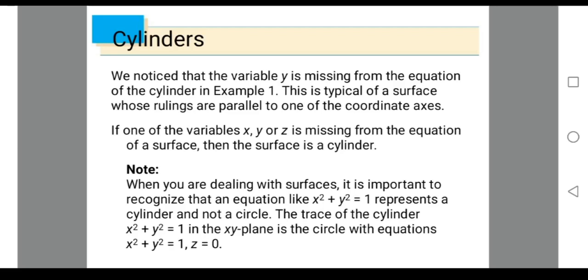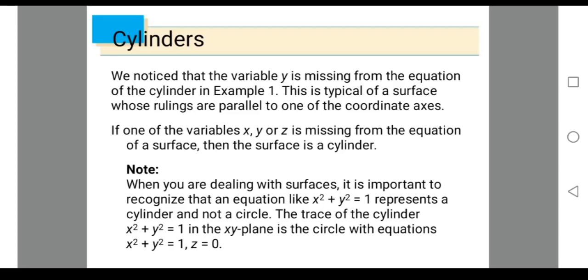So this is typical of a surface whose rulings are parallel to one of the coordinate axes. So if one of the variables x, y or z is missing from the equation of a surface, then the surface is a cylinder, right? As I just mentioned before, whenever we have that particular missing variable, any of them, x, y, z, it means that our cylinder is going to move in that direction, the missing variable direction.